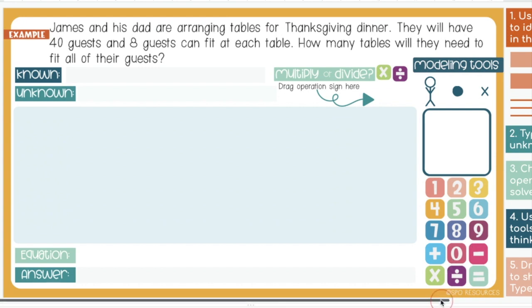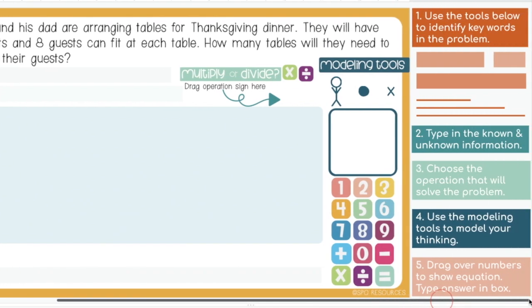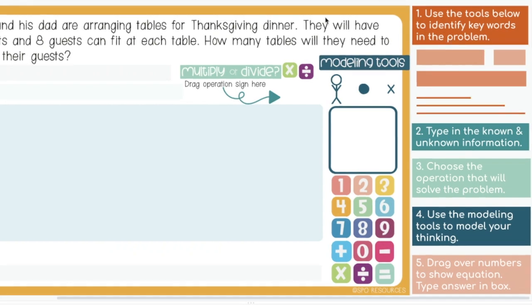If you use the bar on the bottom, you can scroll to the right side and see the directions here. The first step says, use the tools below to identify keywords in the problem. That means as I read this story problem, I can use these tools to highlight and underline important words.